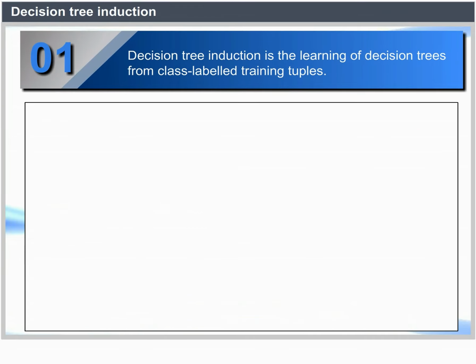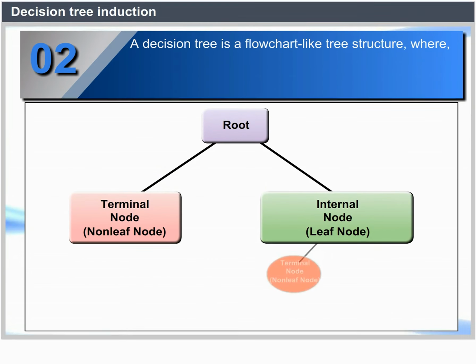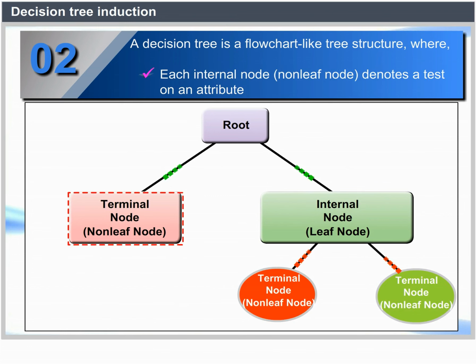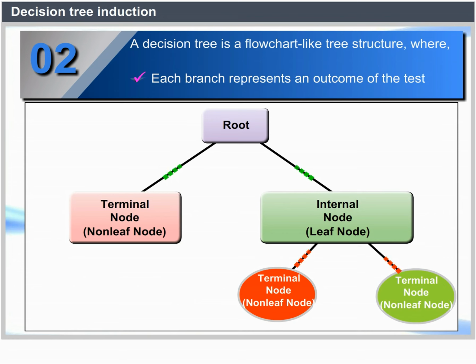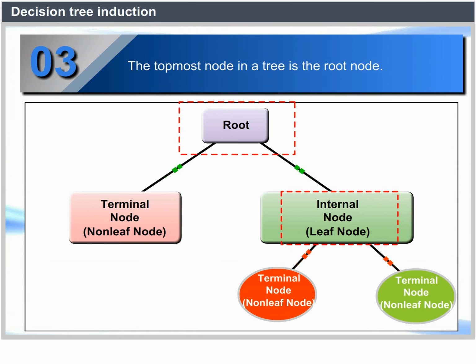Decision tree induction. Decision tree induction is the learning of decision trees from class-labeled training tuples. A decision tree is a flow chart-like tree structure where each internal node, or non-leaf node, denotes a test on an attribute, each branch represents an outcome of the test, and each leaf node or terminal node holds a class label. The topmost node in a tree is the root node.